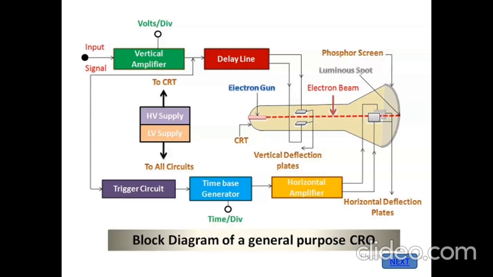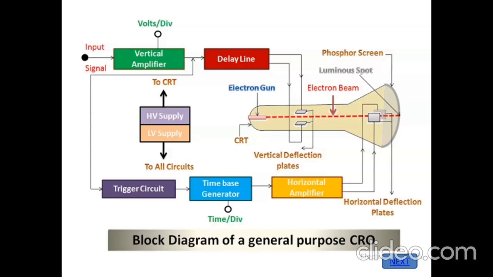And the next is your trigger circuit. Trigger circuit, it generates a pulse. It is going to synchronize, means it is going to sync with the input and as well as your horizontal amplifier. Why? Because if my signal is going to reach my horizontal amplifier very soon before the vertical, this trigger circuit will give a sync. So both it will reach in correct time to the screen.